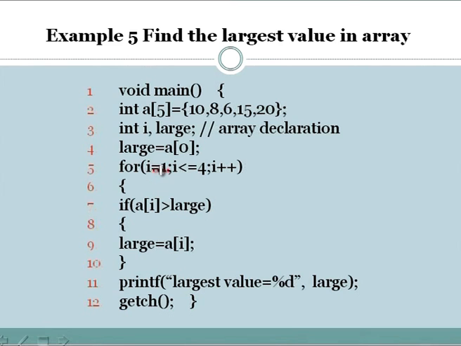Then the loop will search from the second value of the array. That is why the loop has been started from I equals 1, I less than equals to 4. The condition is true for the first time. Inside the body, if A1, the value at I equals 1, is greater than large, which is 10 this time. Is 8 greater than 10? No, the condition is false. That's why the loop body will be repeated.